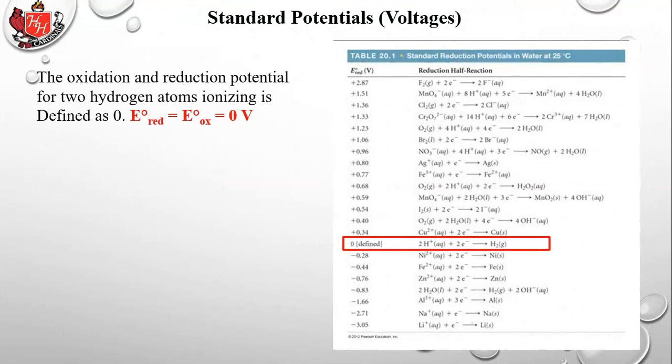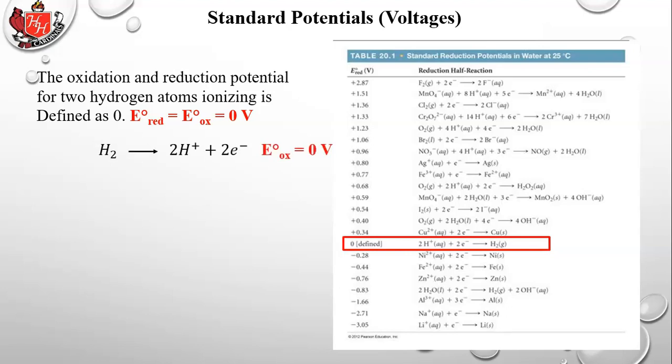So the oxidation and reduction potential for two hydrogen atoms ionizing is defined as zero. Defined as zero simply means scientists decided that they were going to assign zero to the oxidation and reduction of hydrogen in both directions, both when it's being reduced and when it's being oxidized.